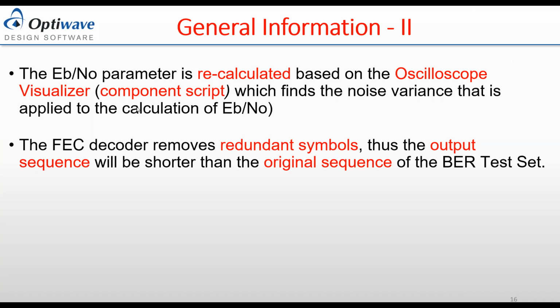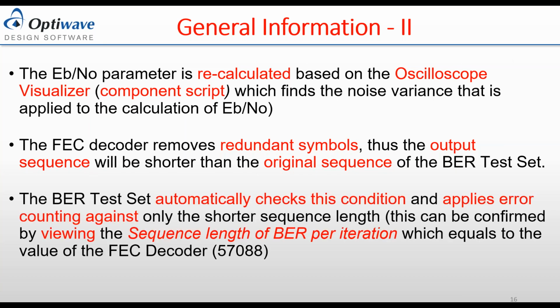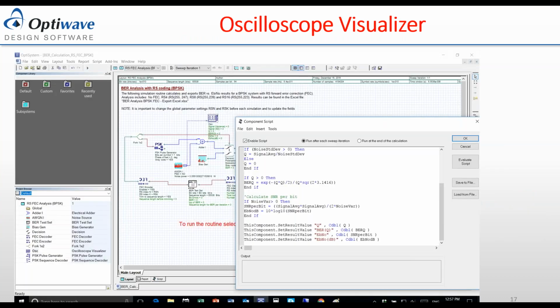Again, as we mentioned earlier, the FEC decoder removes the redundant symbols, so the sequence of bits will be different from the original sequence sent by the bit error tester, and that is normal. You can see that when you look into the code, and if you monitor, for example, every iteration of the bit error calculation, you can see that the number is adjusted, and the bit error tester will ignore all the unknown or unused symbols.